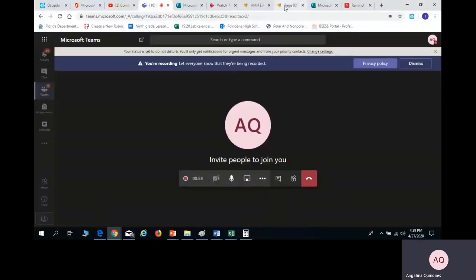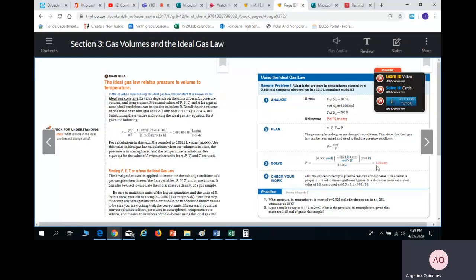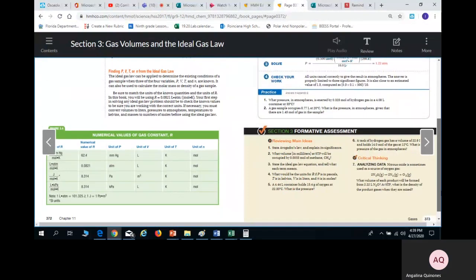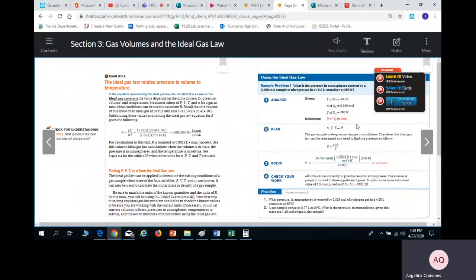By the way, I just did the example from the textbook. So here you can see 1.22 ATM. If you want to take a look at your textbook, this is on page 373 if you want a little bit more information.